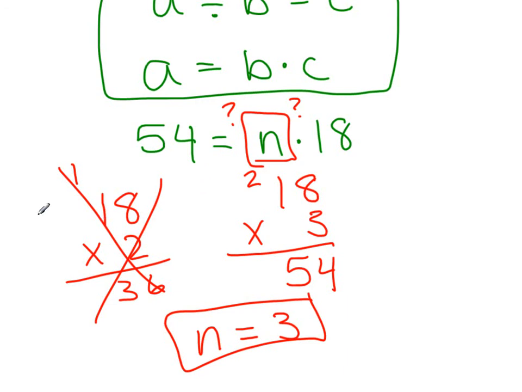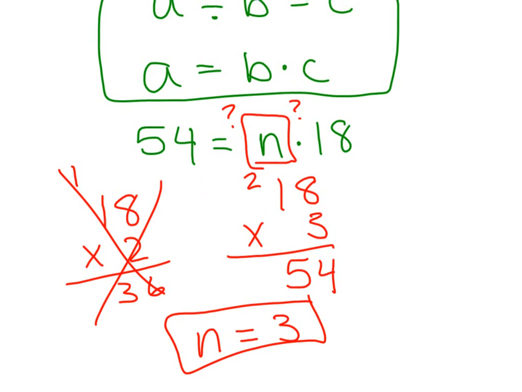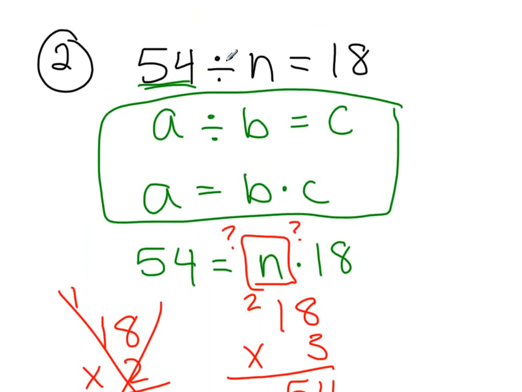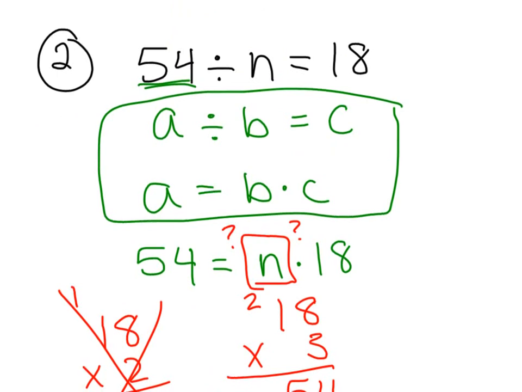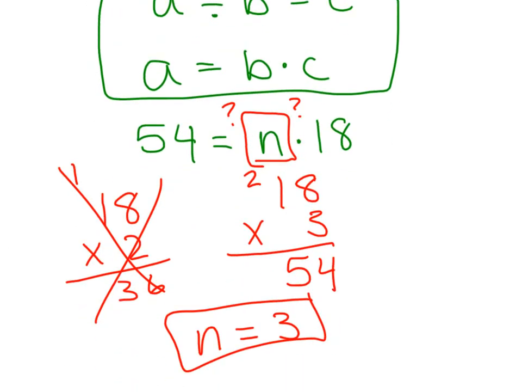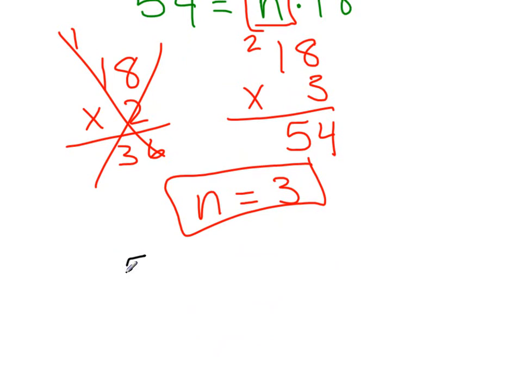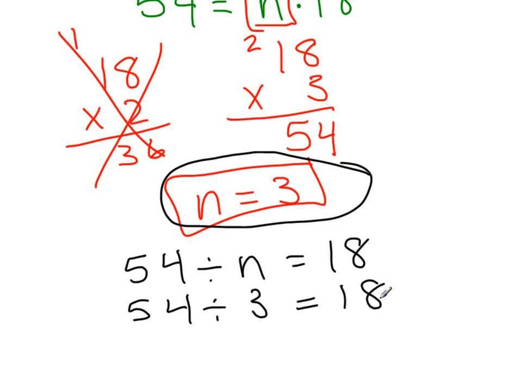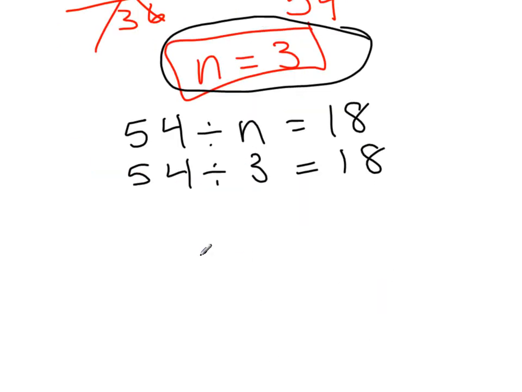So let me scroll back up. I know it's going to be a little hard for you to see. Our original problem, we had 54 divided by n equals 18. What that tells me is if I plug in 3 into the equation, and let me rewrite it again, 54 divided by n, I should get 18. So what that says is 54 divided by the 3 that we came up with, this is our solution, we should get 18.